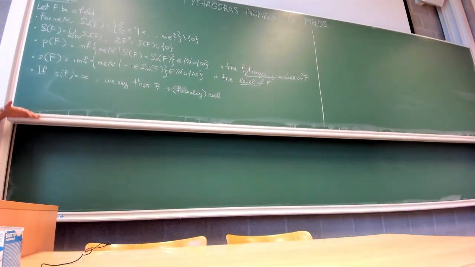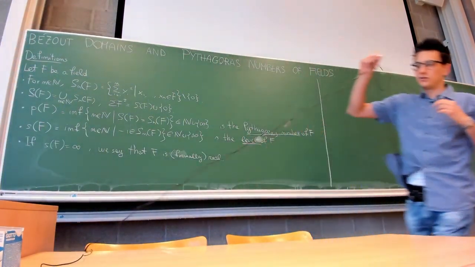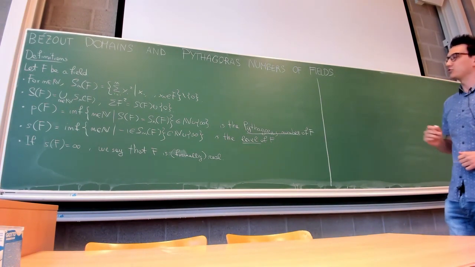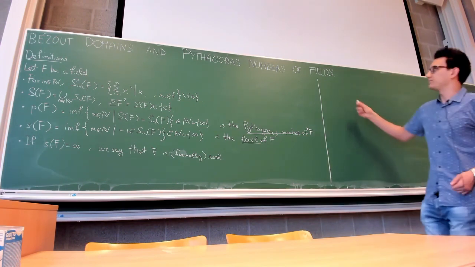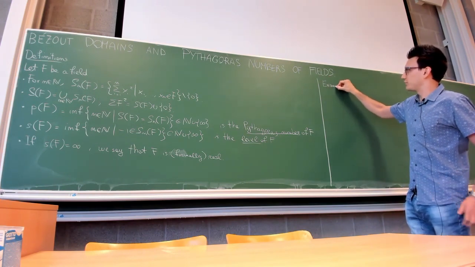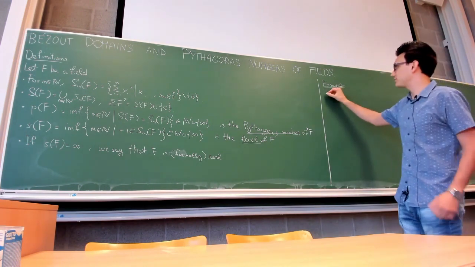But okay, let me give you some examples to make sure that you are following me. And I would also like to convince you that computing the Pythagoras number of a field is difficult. It's easy to ask what the Pythagoras number of a field is, but it's much more difficult to compute it. But okay, let's start from the very basic case. So, what is the simplest field that we know? The field with two elements, for example.